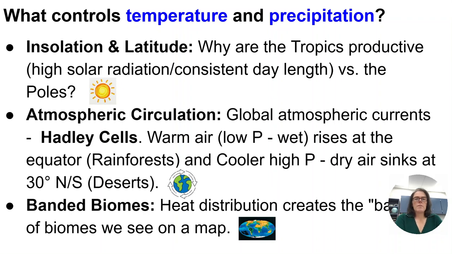We're also going to talk about atmospheric circulation. We're talking about global atmospheric currents. In today's lecture, we're going to talk particularly about Hadley cells. There's a lot of different ones, but we're going to concentrate on that because it is very determinative of biomes, where warm air rises at the equator, cooler air sinks. And that forms the deserts. So I'm going to show you how that works. And then we're going to talk about how those biomes end up banded along kind of latitudinal lines, how that heat distribution results in those bands.